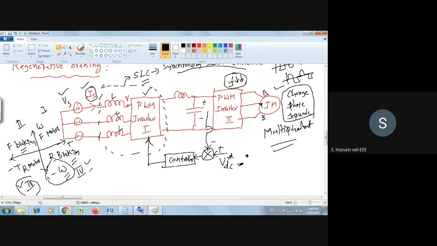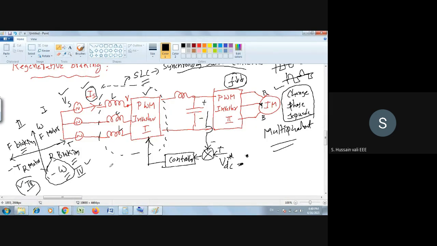In the third quadrant, torque is also negative, and omega is also negative. Omega, that is the speed, is negative in the sense that you reverse the phase sequence. Omega is positive in the sense that you don't change the phase sequence.